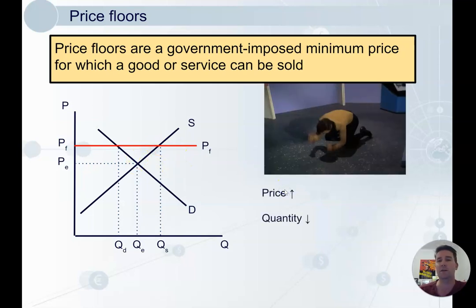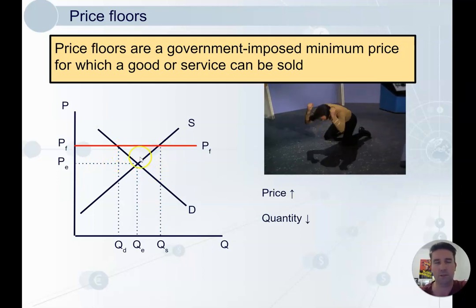Think of this Star Trek guy as the pricing. He's banging through the floor. He's trying to get through the floor. The price mechanism wants to take us to equilibrium, but it cannot. So obviously when a government puts in a price floor, price will rise and the quantity will fall.